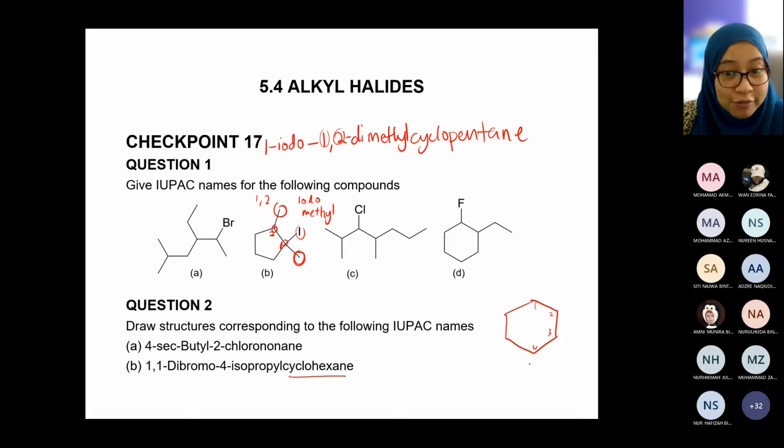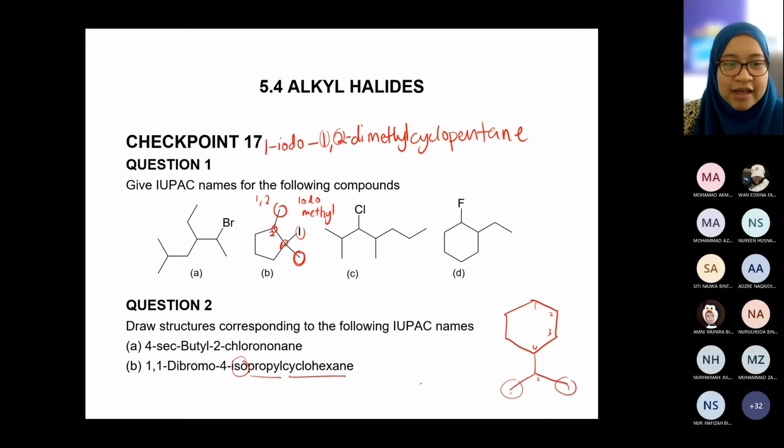1, 2, 3, 4. Isopropyl. Macam mana nak buat isopropyl? Ini isopropyl. Dia propyl and then dia ada iso. Okay. Dia ada 3. Propyl means dia ada 3 carbon. 1, 2, 3. Tapi dia attach dekat carbon number 2. And then dia ada methyl group yang sama. So it is called iso. Isomethyl lah sebenarnya. Tapi it is isopropyl because it has 3 carbons.